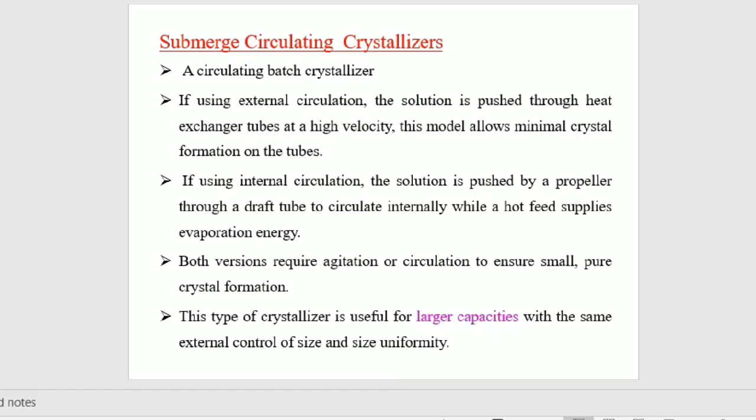In case of internal circulation, the solution is pushed by a propeller through a draft tube to circulate internally while a hot feed supplies evaporation energy. But both versions require agitation or circulation to ensure small pure crystal formation. This type of crystallizer is useful for larger capacity with the same external control of size and size uniformity.